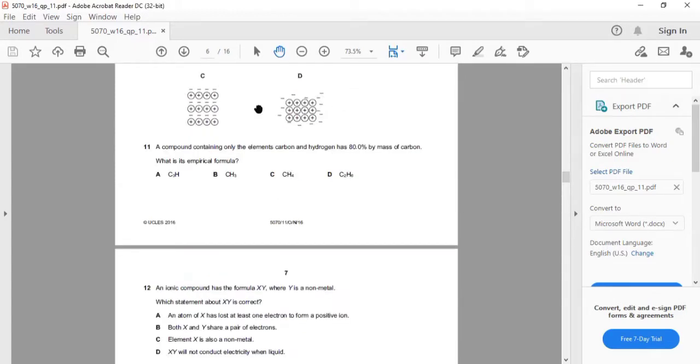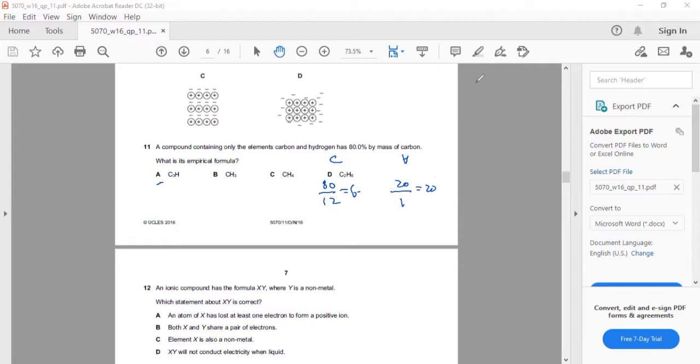11. A compound containing only the elements carbon and hydrogen, 80% by mass of carbon. So suppose one way, there are different ways: 80 carbon, 20 hydrogen, and you find the empirical formula. 80 divided by 12, 20 divided by 1. This is one way.